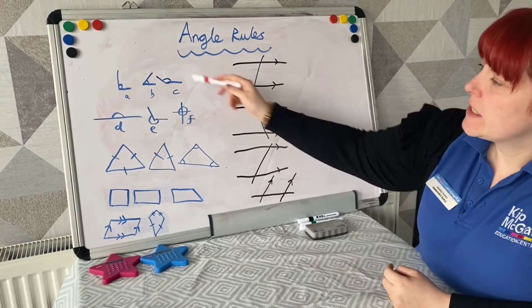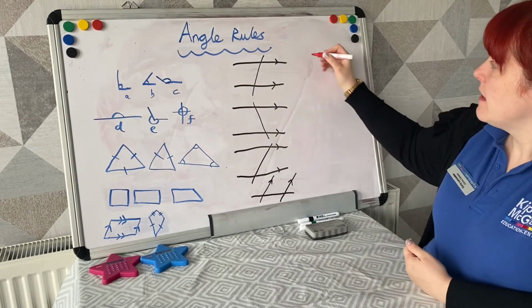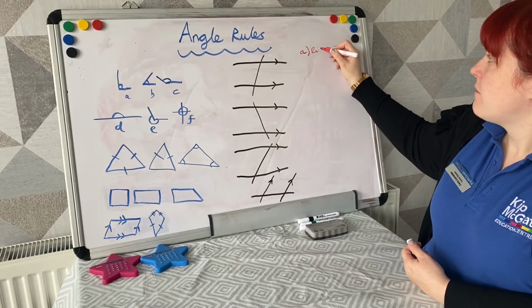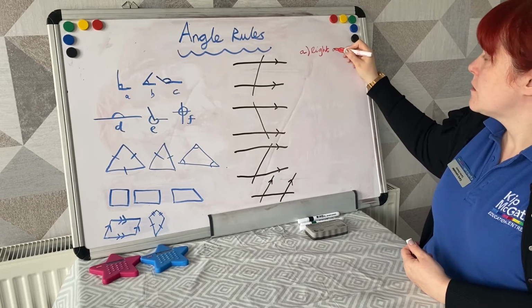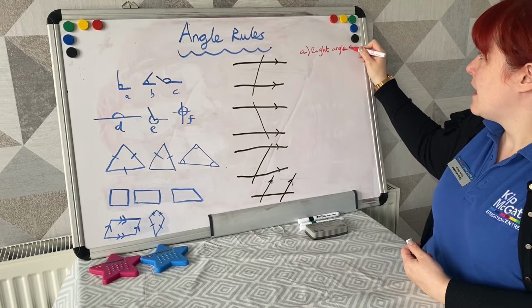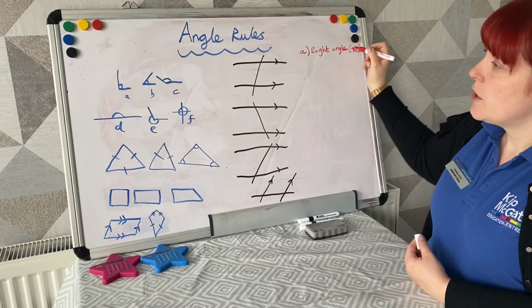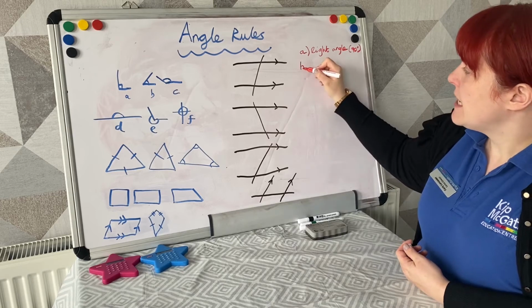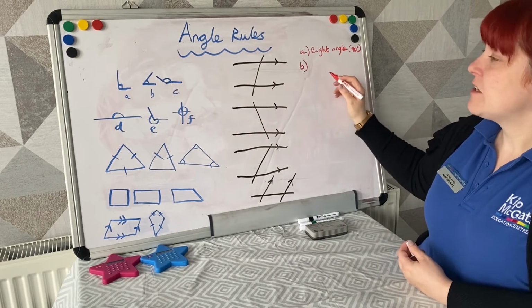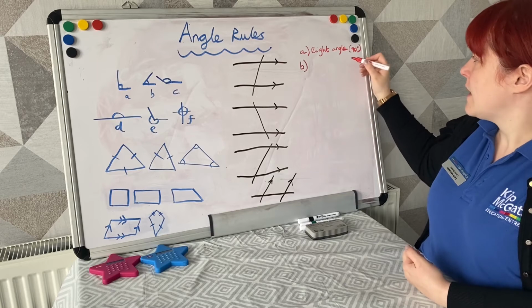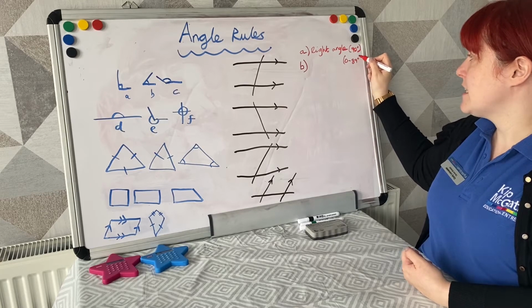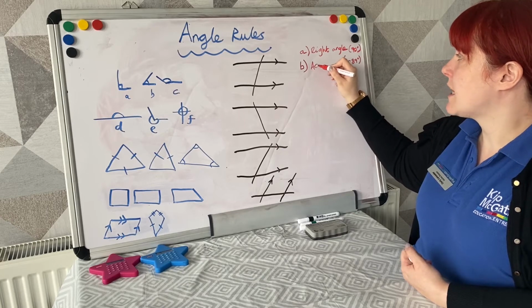The first thing is we need to figure out our names of angles. Having a look at these over here, we've got A, which is our 90-degree angle, also known as a right angle. So it has to be precisely 90 and it's indicated on diagrams with the square in the angle. B is our angle that's less than 90 degrees, so it has to be between 0 and 89 degrees, and it's called an acute angle.